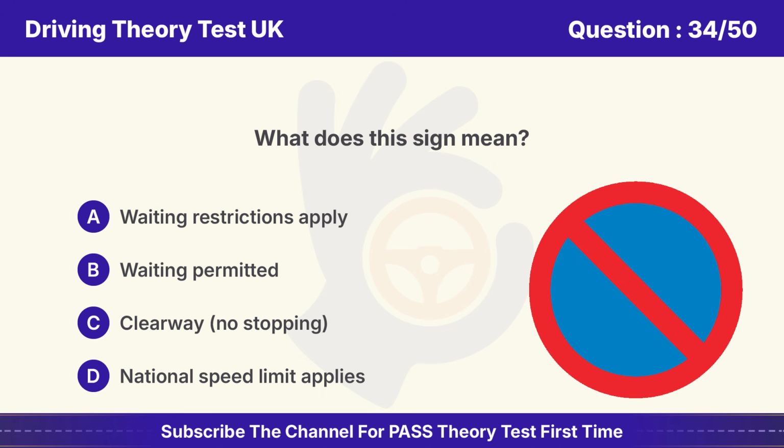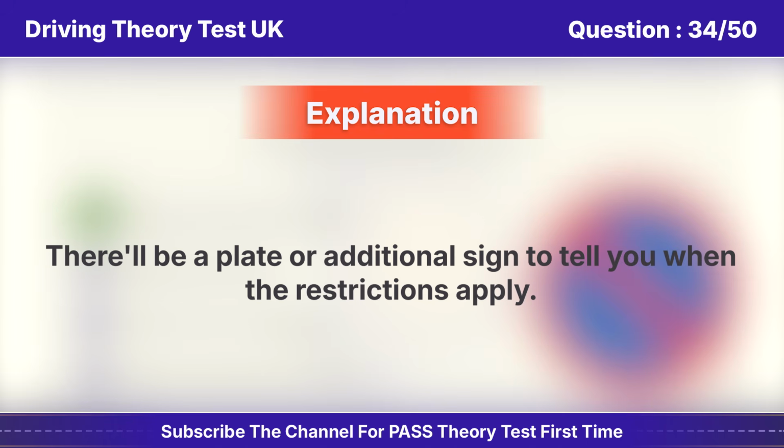Question 34. What does this sign mean? Answer is A. Waiting restrictions apply. There'll be a plate or additional sign to tell you when the restrictions apply.